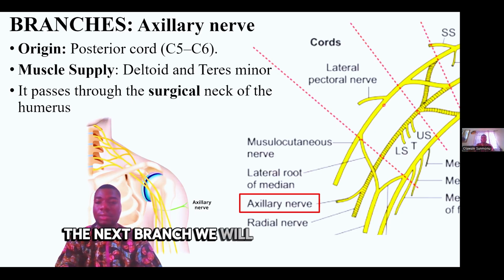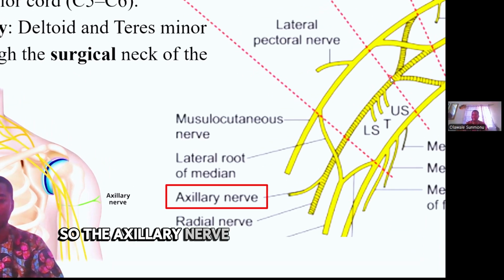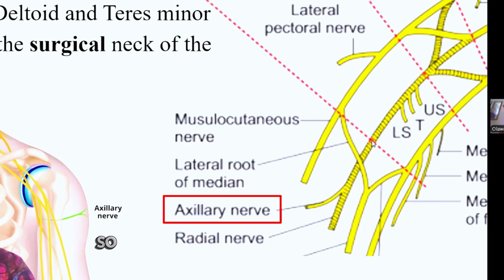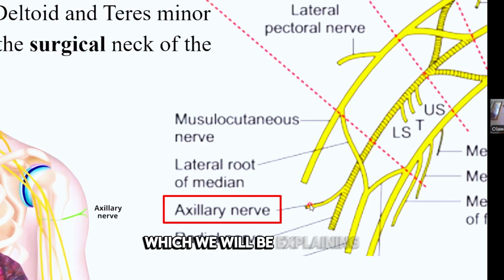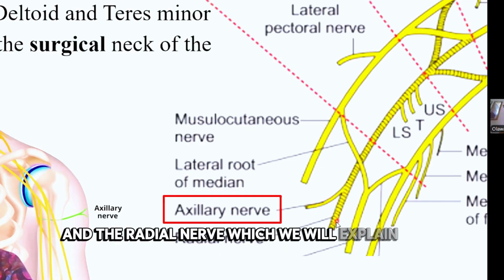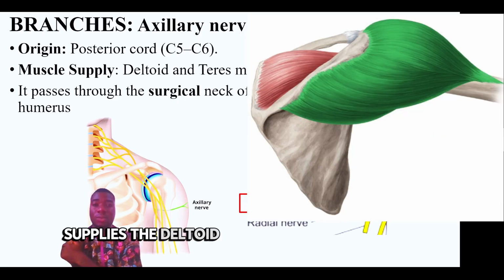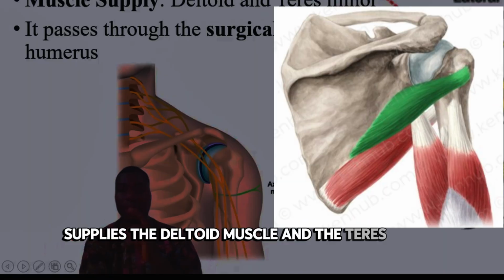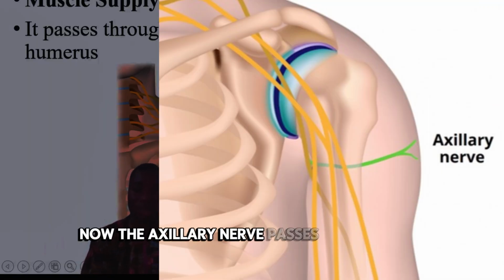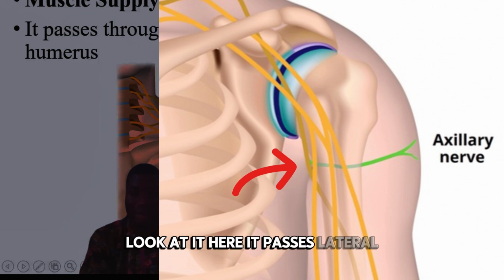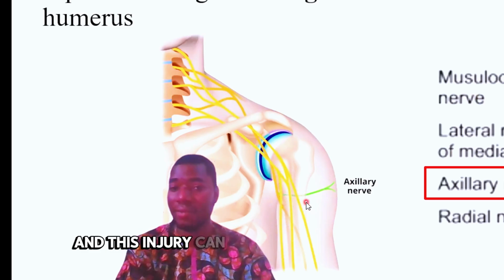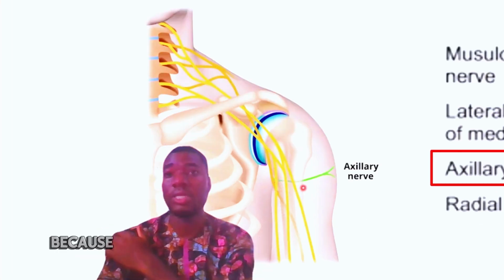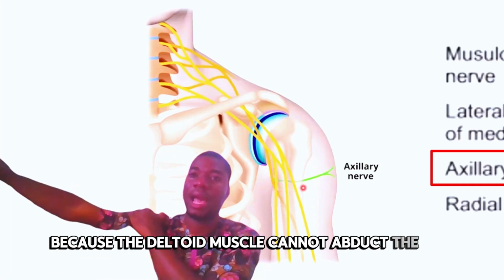The next branch we will look at is the axillary nerve. The axillary nerve starts from the posterior cord. The posterior cord splits into 2 terminal branches. One of them is the axillary nerve, which we will be explaining, and the radial nerve, which we will explain very soon. The axillary nerve supplies the deltoid muscle and the teres minor muscle. Now the axillary nerve passes through the surgical neck. Look at it here. It passes lateral. When the surgical neck of the humerus is injured, this injury can affect the axillary nerve, thereby leading to paralysis, because the deltoid muscle cannot abduct the arm anymore.